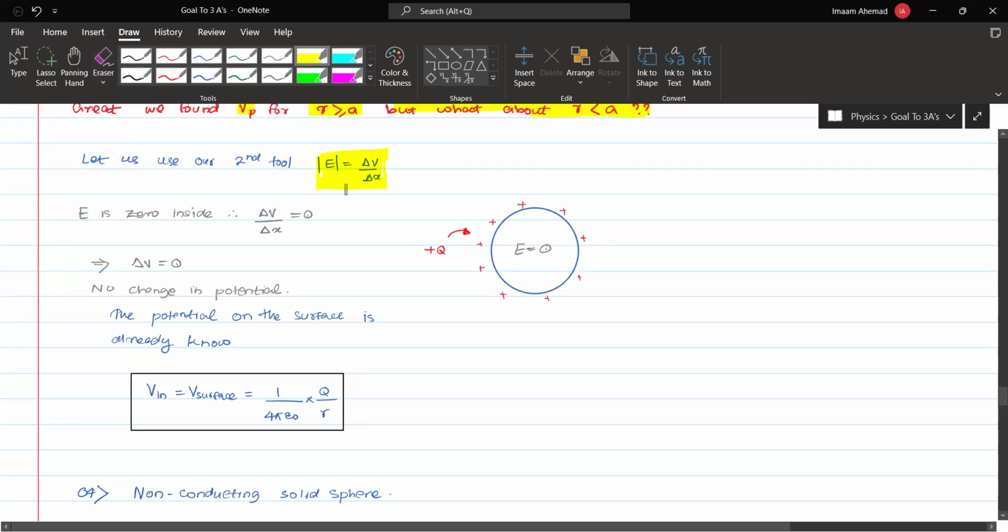We know E is equal to delta V over delta X. And what's the electric field strength inside those spheres, conducting and non-conducting? It is zero, right? So we are equating delta V over delta X to zero. So what is delta V? Delta V does not mean the potential. It is the change in potential. Don't get confused.